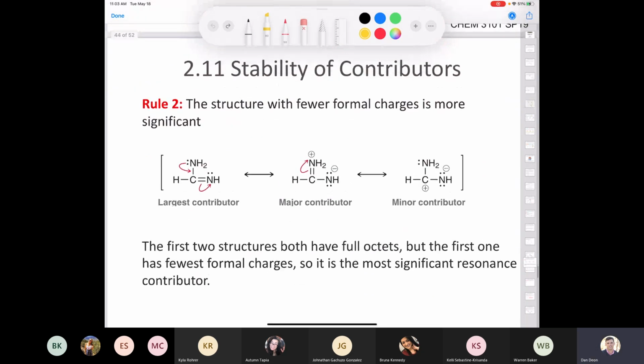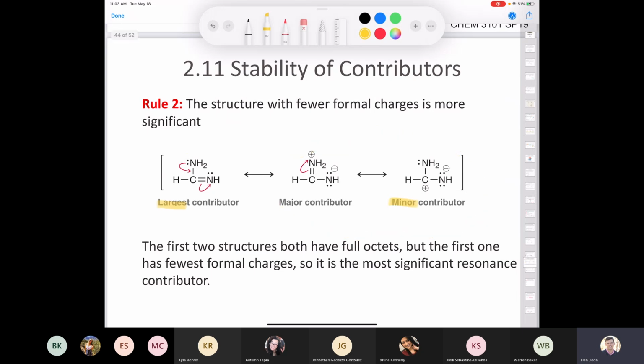Rule number 2, you've seen lots of resonance structures that have formal charges, but you've also seen some resonance contributors this morning that don't have any formal charges, haven't you? Well, the resonance contributors that have no formal charges, or the ones with the fewest formal charges, are going to be the most significant. So we have 3 resonance contributors here. The one that has no formal charges is the largest contributor. Then we have 2 other ones here, right? They both have a positive and a minus charge in them.